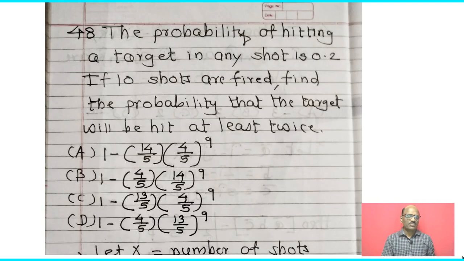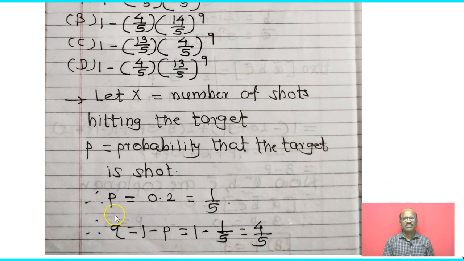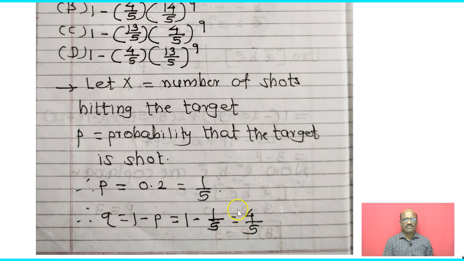Now next question is from probability. The probability of hitting the target in any shot is 0.2. If 10 shots are fired, find the probability that the target will be hit at least twice. Now see this, X is the number of shots hitting the target, p is the probability that the shot hits the target. That is, p equals 0.2, which is 1/5, and q equals 1 minus 1/5, that is 4/5.